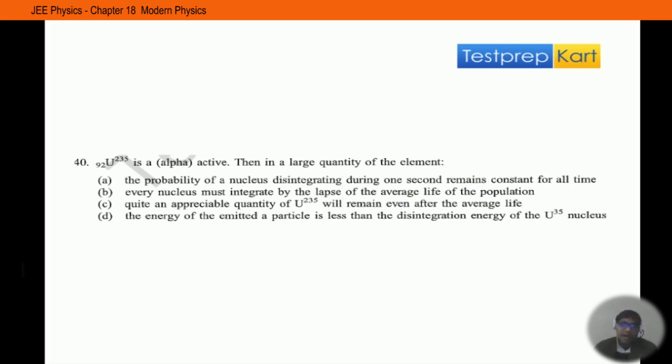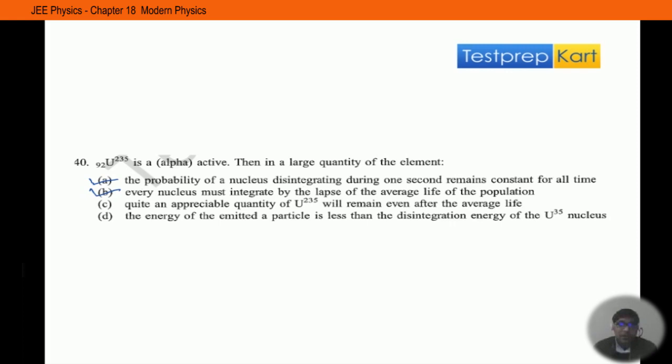Next is, uranium-235 is alpha active. Then for a large quantity of this element: First, the probability of a nucleus disintegrating during 1 second remains constant for all time. It is right, because when we talk about the probability of disintegration, for any nucleus it remains the same. Next, every nucleus must disintegrate by the lapse of the average life. It is also correct.